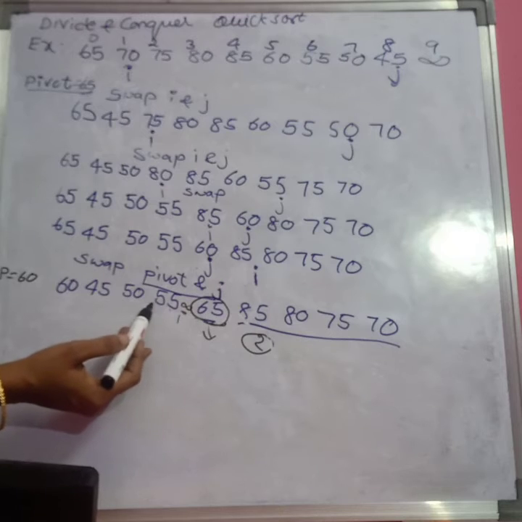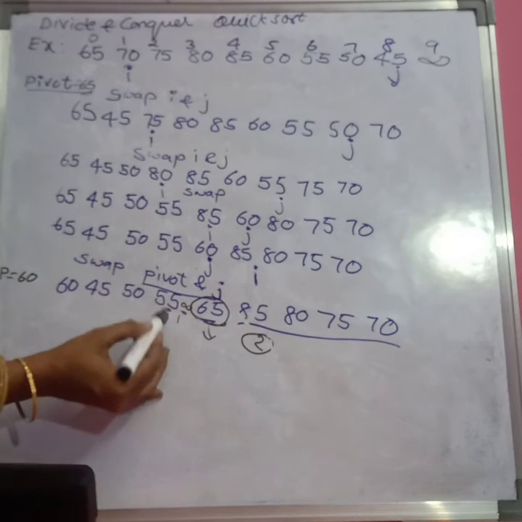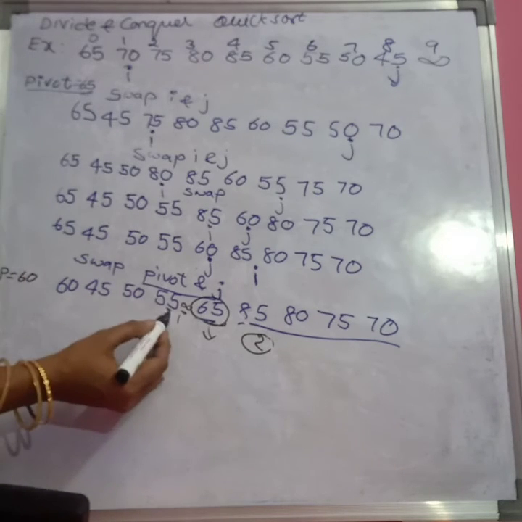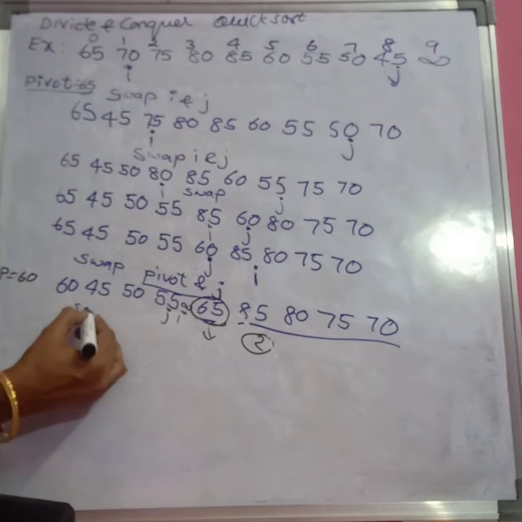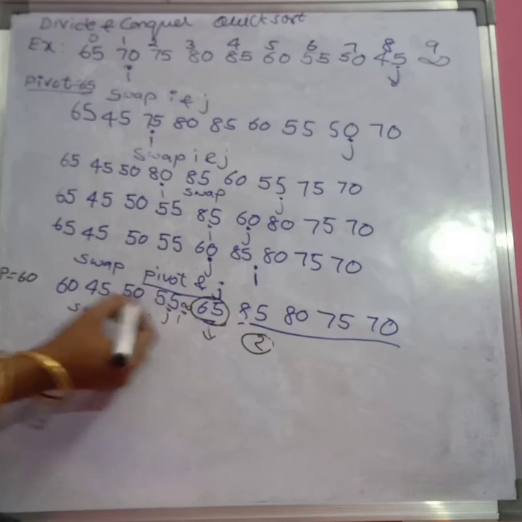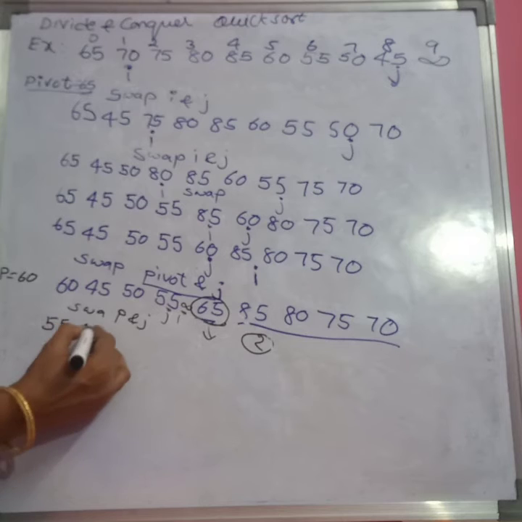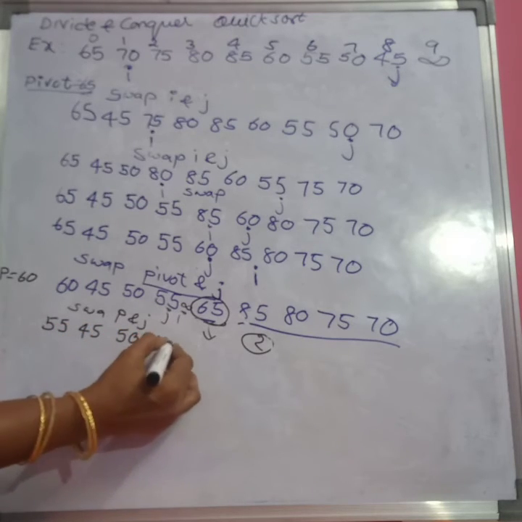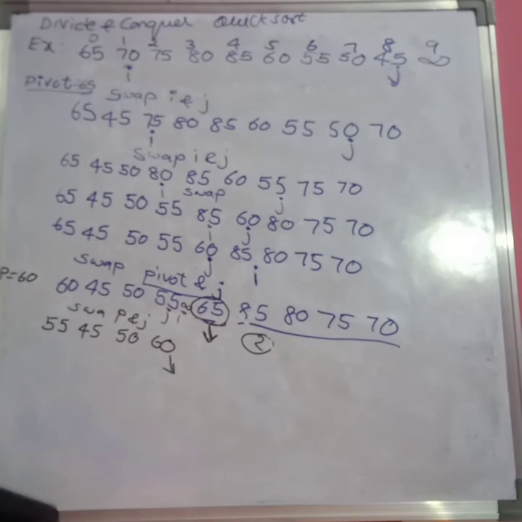Next, J can also be decremented until it finds a value less than the pivot. So here itself the J value is less than the pivot element. After this, I is more than the pivot and J is like this, so swap the pivot element with J. Now the array element positions are 55, 45, 50, 60. This 60 is again, after 65, in its sorted position.